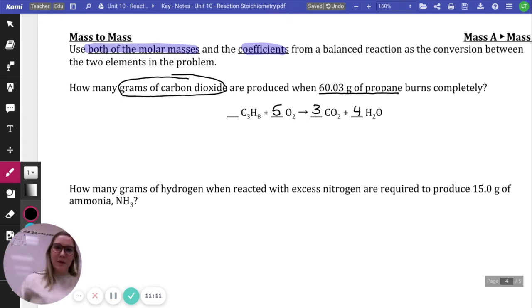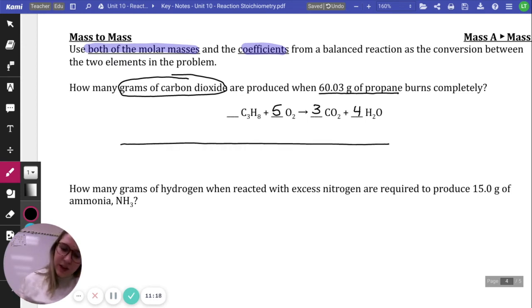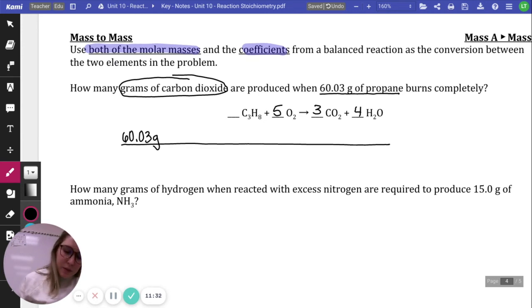Okay, so we've balanced our chemical equation, so now we'll start working our problem. So, step 1, take what's given. In this case, we are given 60.03 grams of propane. Guys, propane is one of our organic molecules. Prop is 3, so it's 3 carbons there. So propane is going to be C3H8. All right, so we've taken what's given. Is grams of propane what we want? No, it is not. So if no, drop it low.